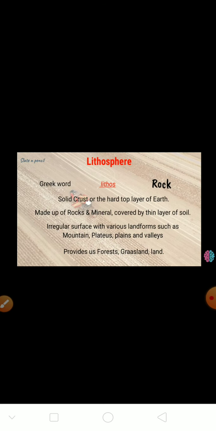The lithosphere is a crust comprising the contents of the ocean beds and various landforms, you know, mountains, plateaus, plains, valleys, hills, deltas, islands, peninsulas, etc. All come under the lithosphere.